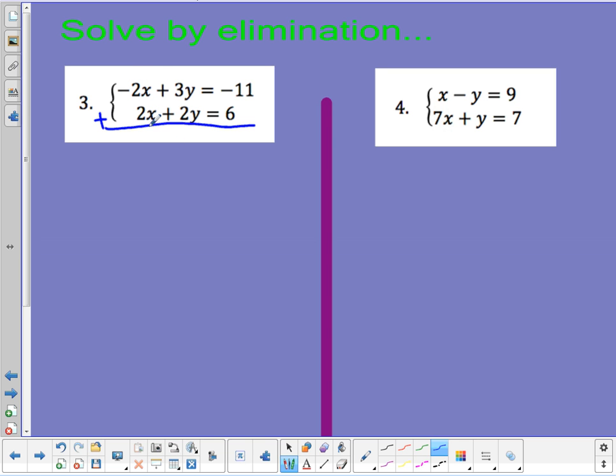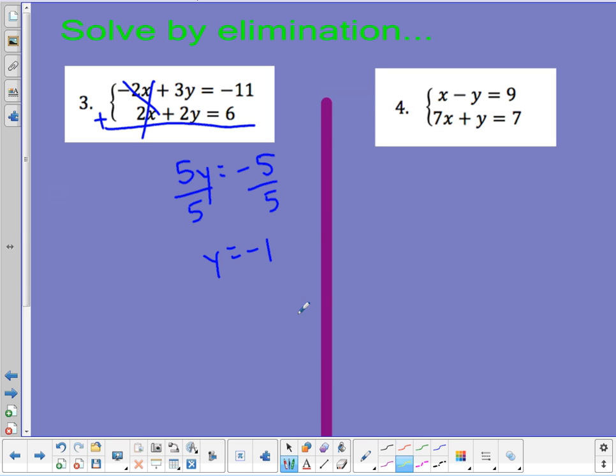Now, my negative 2x and positive 2x drop out. So that's what happens there. Then I'm left with the y's. 3y and 2y is 5y. And over here, negative 11 plus 6 is negative 5. So I'm dividing by 5 here, and I have negative 5 divided by 5, which is negative 1.